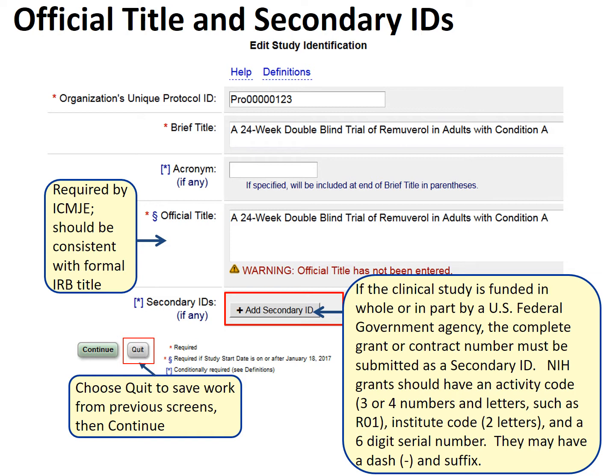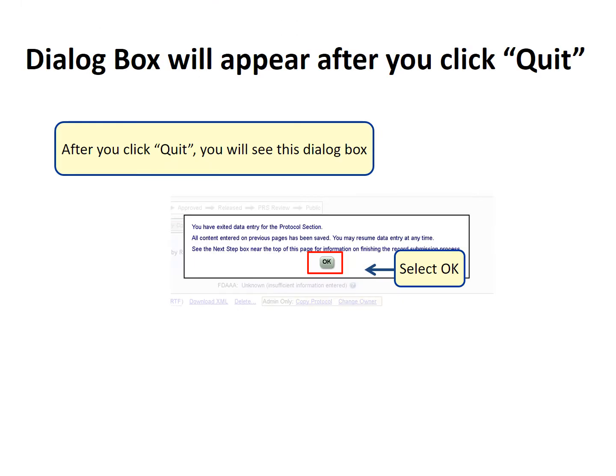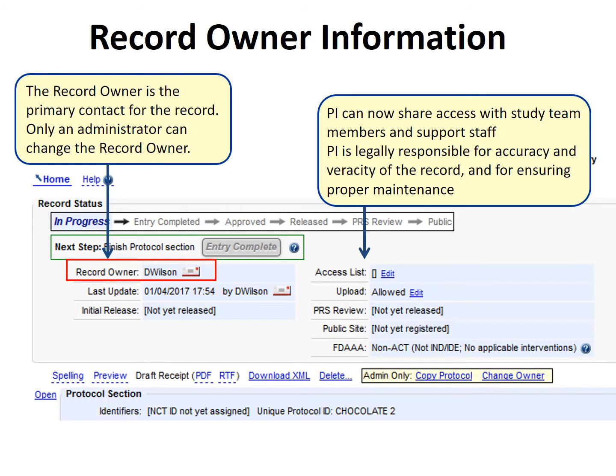When you are ready, choose Quit to save and stop entering data, or Continue to move forward. If you quit, this dialog box will appear. Press OK. After your basic study information has been entered, you will be able to view the record status section information. Here you will have an opportunity to update who has access to view your trial record. The record owner username is shown at the top left of this portion of the page. To give others access to your record, click the Edit hyperlink to the right of the Access list.